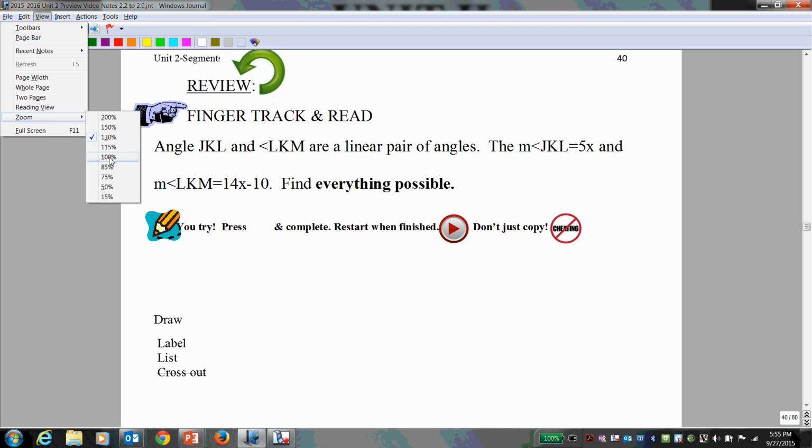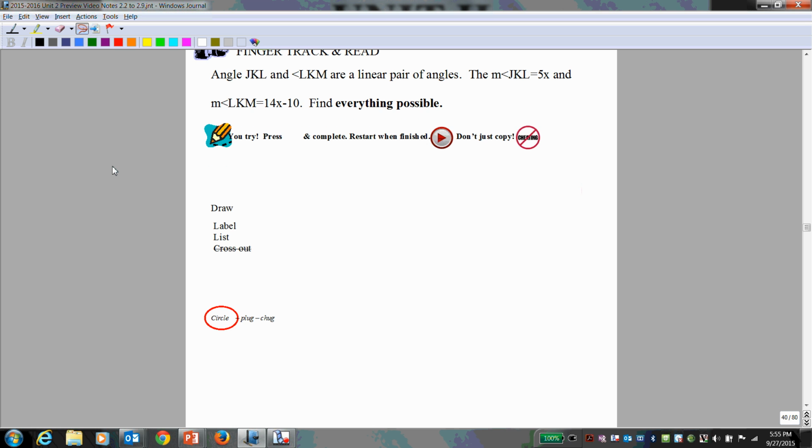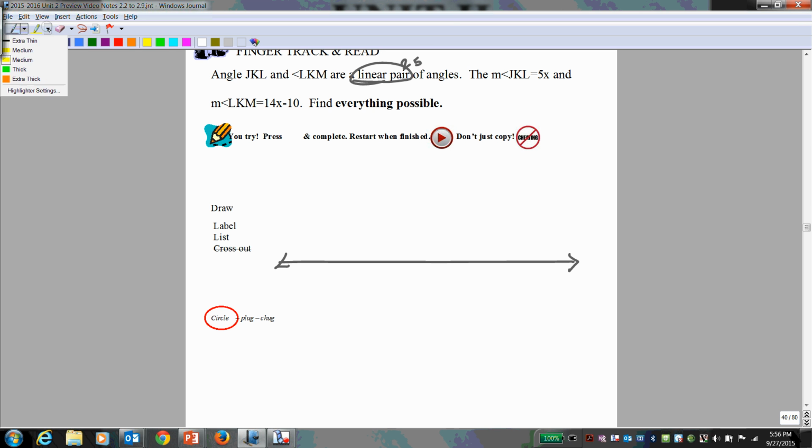Welcome back. Our goal here is to draw, label, list, cross out. First off, we have JKL and LKM are a linear pair. Linear means share a spine, pair, make a line. So I know my end product has to be a line. Why? Because of that word linear. And pair means two angles. So I have two angles that make a line.